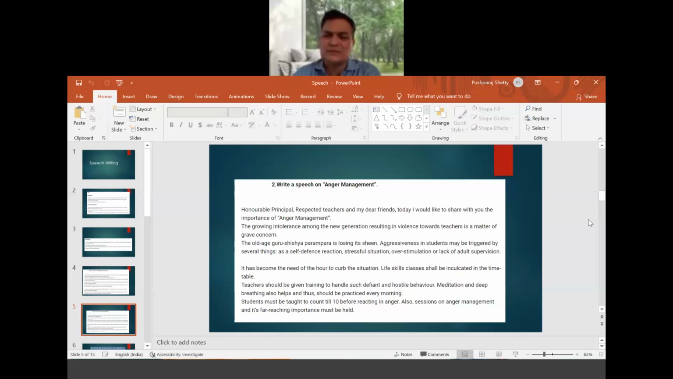Aggressiveness in students may be triggered by several things: as a self defense reaction, stressful situation, overstimulation, or lack of adult supervision. It has become the need of the hour to curb the situation. Life skills classes shall be included in the timetable. Teachers should be given training to handle such defiant and hostile behavior of students. Meditation and deep breathing also help and thus should be practiced every morning. Students must be taught to count till 10 before reacting. So when you are in an angry mood, you can just count to 10. Then by the time you come to the number 10, your anger will disappear. Also sessions on anger management and its far-reaching importance must be held.